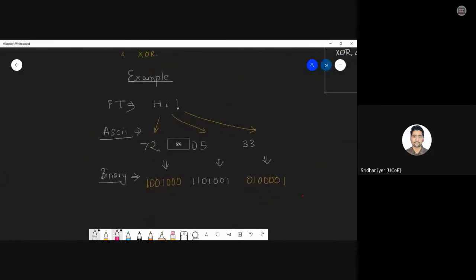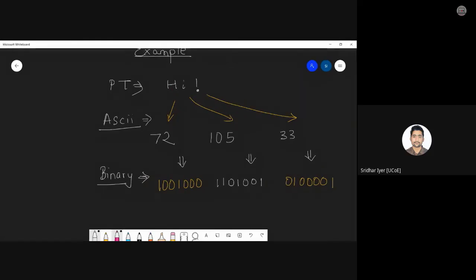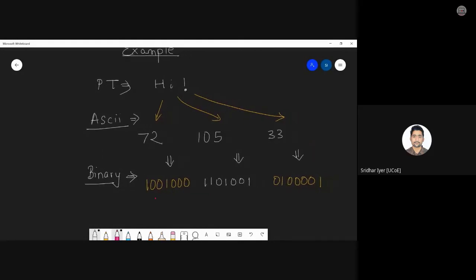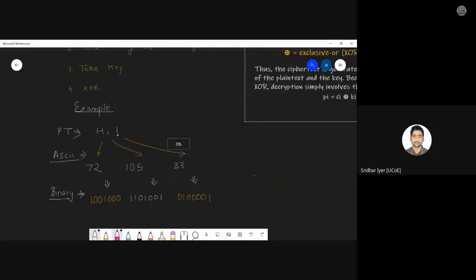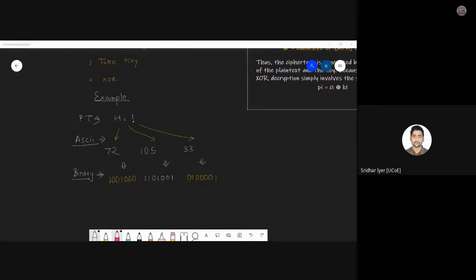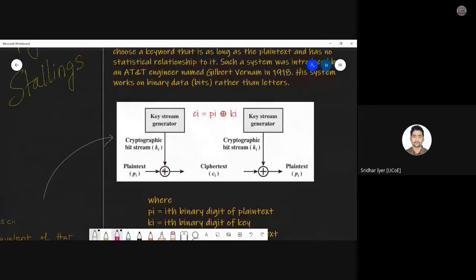So a simple example I have taken: hi, H-I followed by an exclamation mark. First, H is converted to its ASCII equivalent 72, I is converted to 105, and the exclamation mark is converted to 33. And then we get the binary equivalent of this plain text. Is it clear? Depending upon the length of this plain text, you need that much amount of key. It has to be equal because this time we are XORing, and for XORing it has to be exactly the same length. Fine. Once we do this, we simply pass the plain text and the key over here, and the resultant will be your ciphertext.